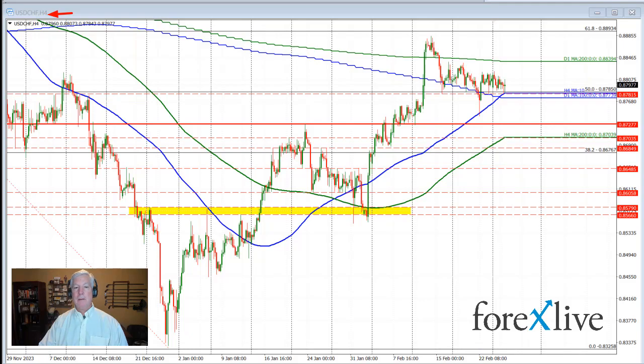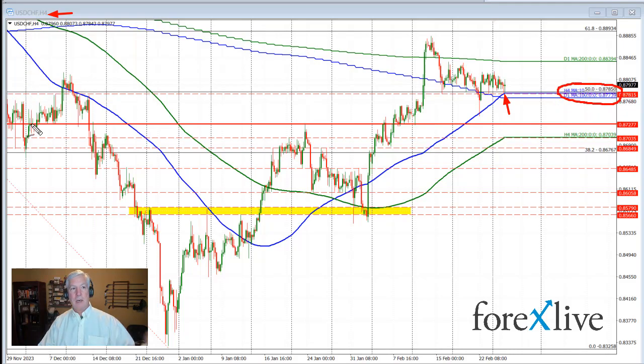trading range. But what we're seeing at the lows is the price came down to test the rising 100 bar moving average on the 4-hour chart. Just below that is the moving lower 100-day moving average. Both those levels coming in at 0.8785 and 0.87739 respectively.